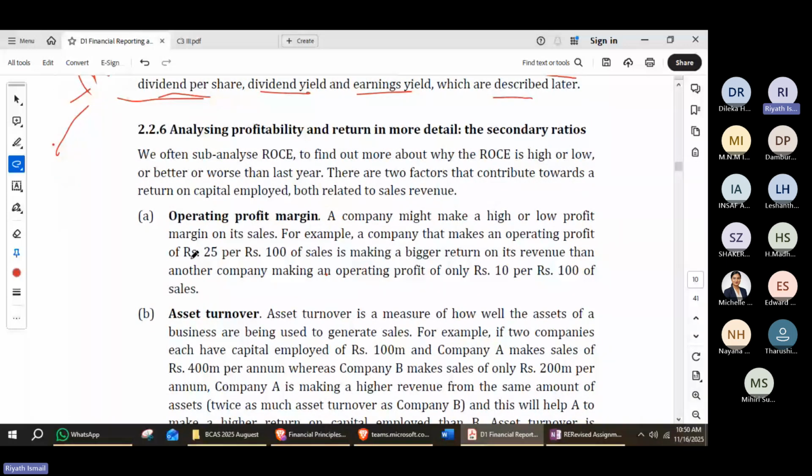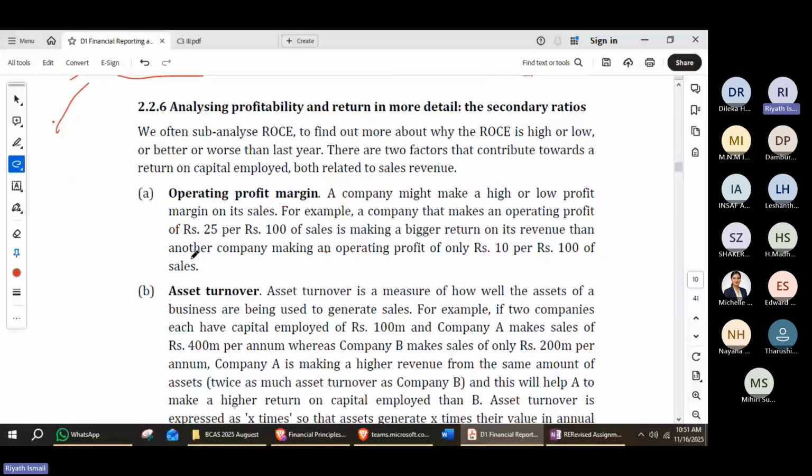Analyzing profitability and return in more detail, secondary ratios. When we talk about return on capital employed, it has two things. One is gross profit margin, operating profit margin and asset turnover.